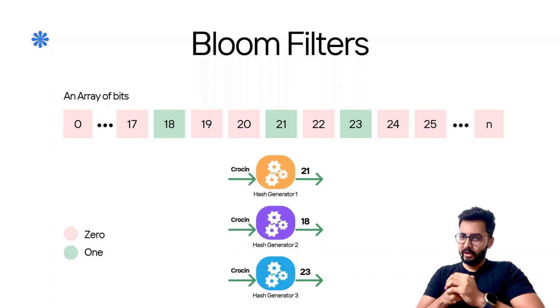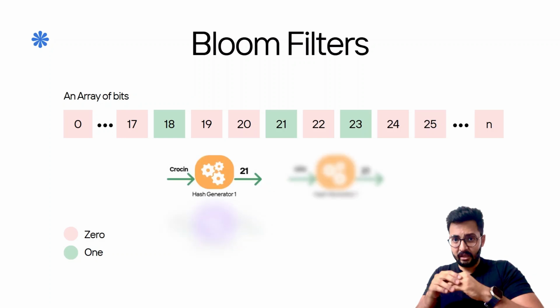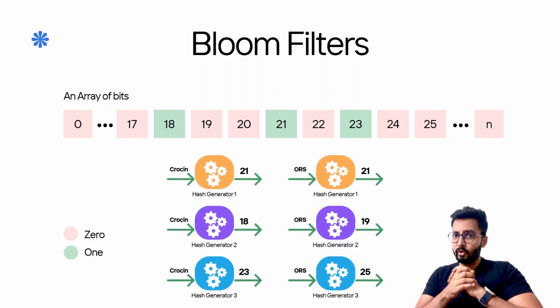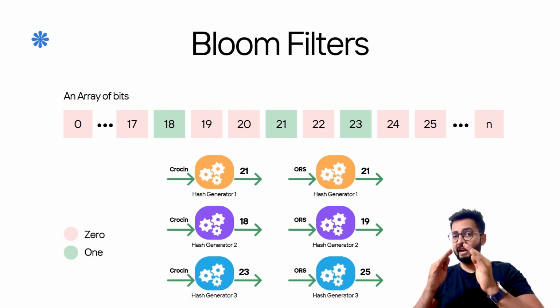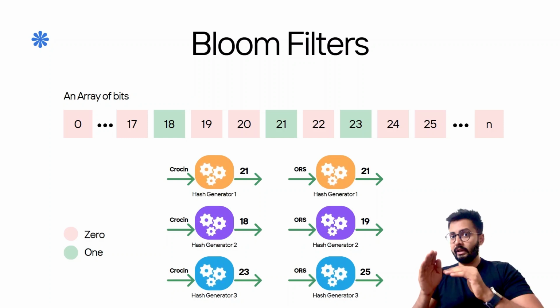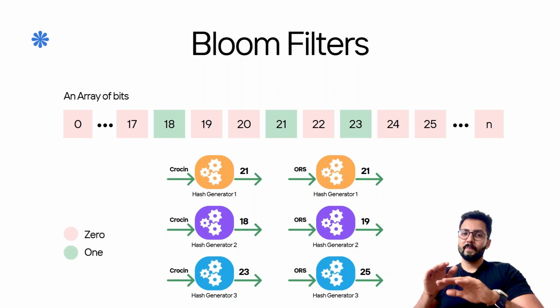So how does it improve accuracy? It's because, let's say, some other value is searched, like ORS. Though one hash produced is the same, that is 21, the other two are not the same and their indexes are also not turned on in the array. Hence we can say that it is definitely not available.